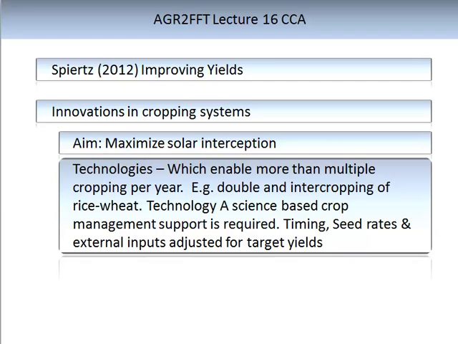Technology, a science-based crop management support, is definitely required to enable such systems. You need to consider timing, seed rates, and external inputs adjusted for target yields.